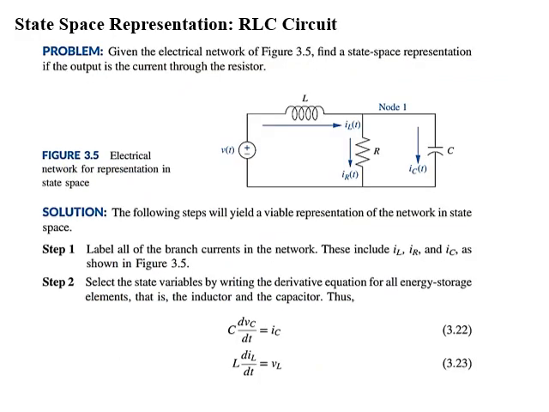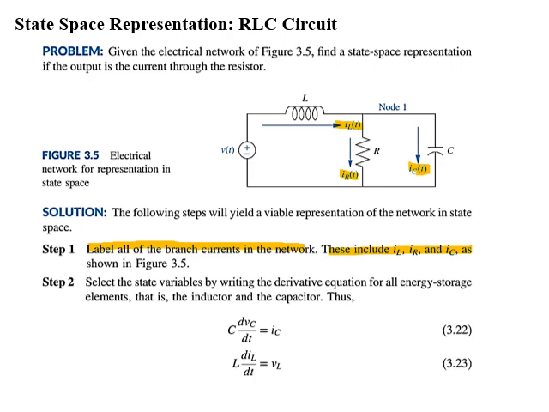Dear students, here in another example of RLC network, we have to make state space representation where output is the current through the resistor. In the solution of this example, at first we will label all the branch currents. This includes current through the inductor, which is represented by IL, current through resistor, which is represented by IR, and current through capacitor, which is represented by IC, as shown in figure.